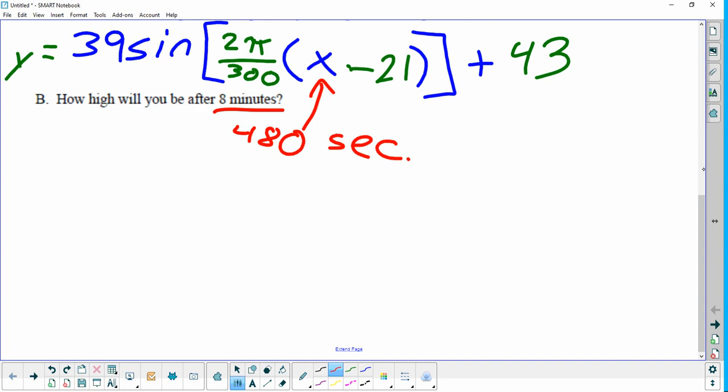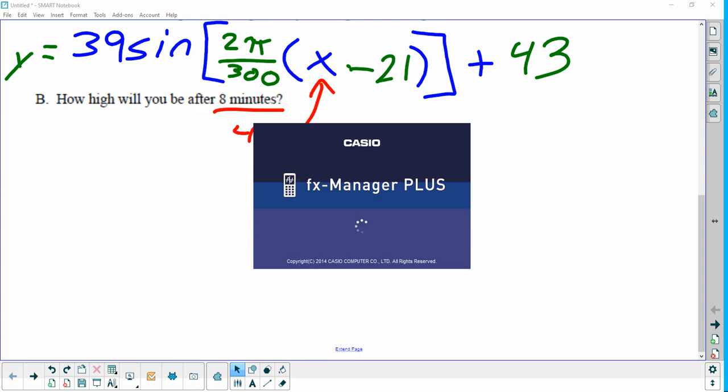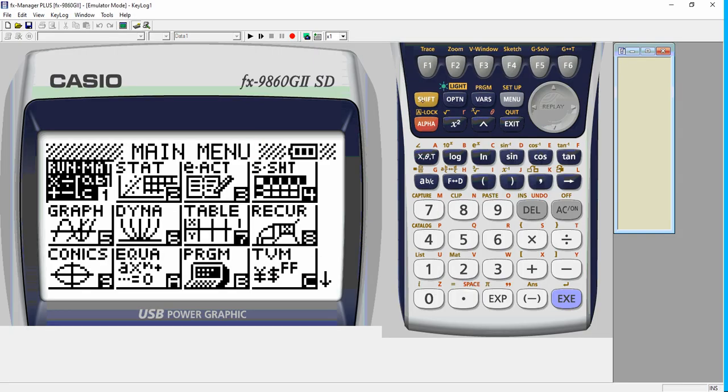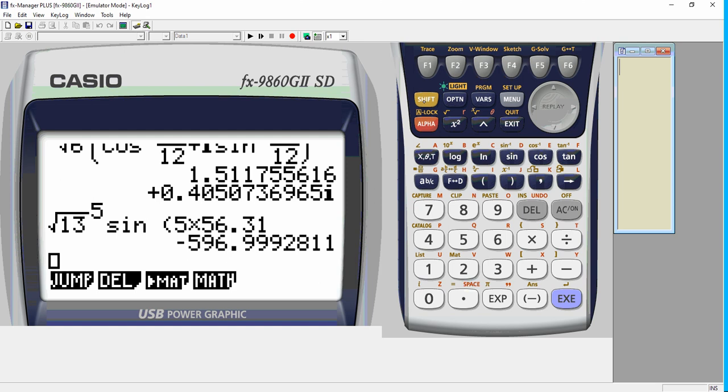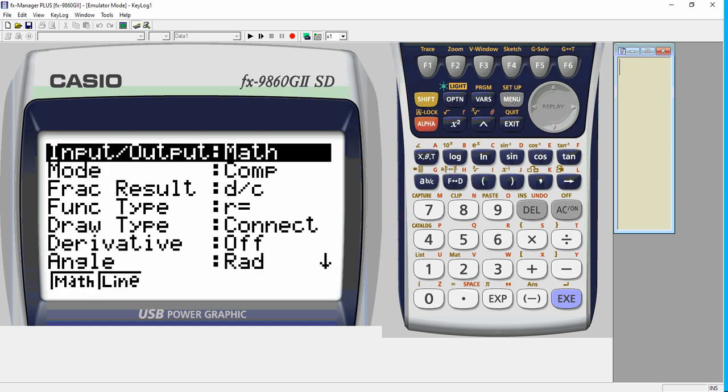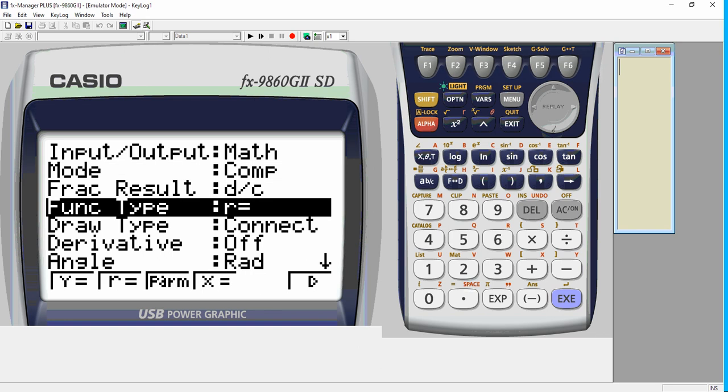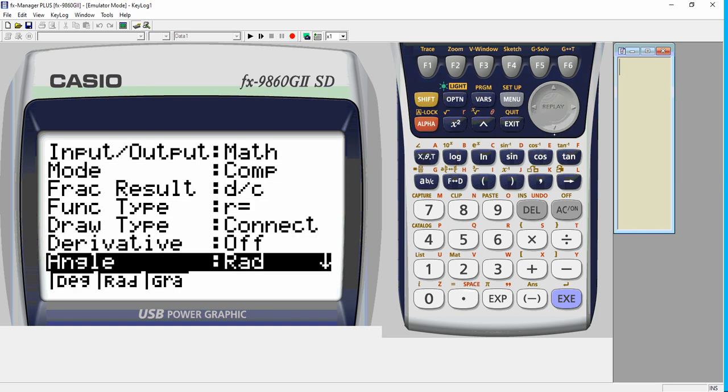Now, when you plug it in, your calculator has to be in the right settings. Is this degrees or radians, and how can you tell? Radians, because there's a pi, or 2 pi over b, that made us be radians. So on your calculator, we need radians. Shift, setup, check your angle down here, make sure it says radians.